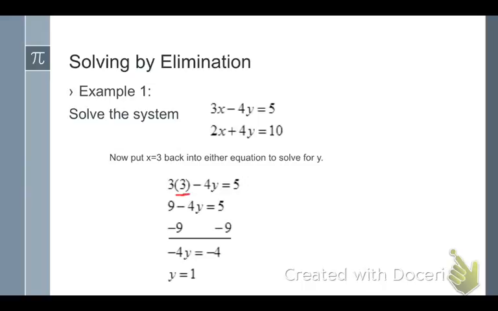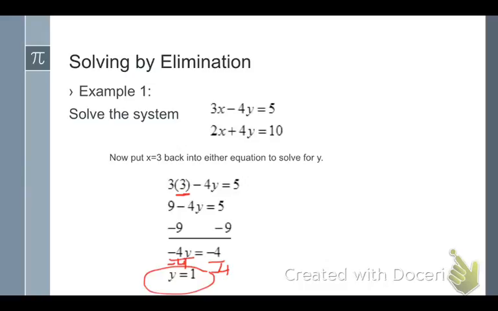And that gives me 9 minus 4y is 5. I subtract 9 from both sides. Negative 4y is negative 4. I divide both sides by a negative 1, and I get y is 1. That's not true. I'm sorry, I divide by negative 4, and I get y is 1. Why am I dividing by a negative 1? If I divide by negative 4, which I should have divided by, I get y is 1. I was thinking, no, I checked this on the next slide.